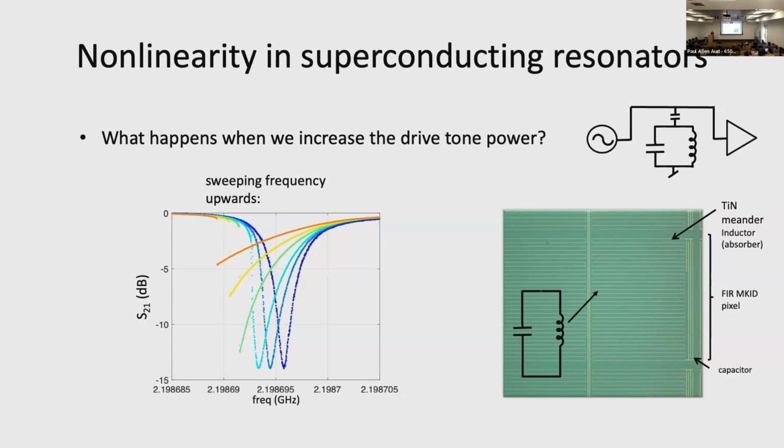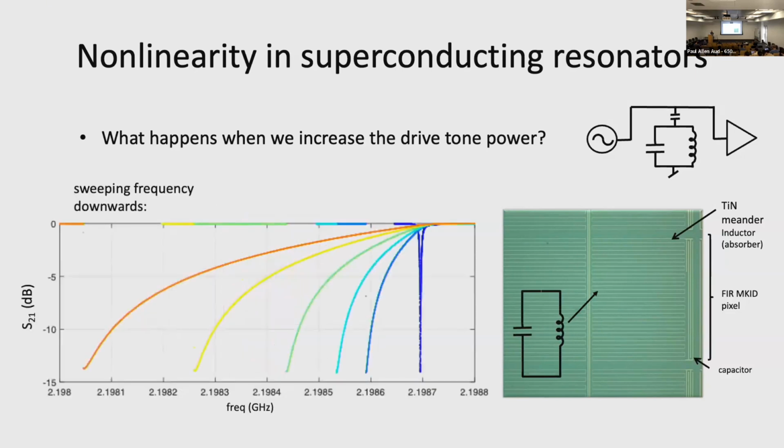So we found that when we increase the drive power, our resonance starts to shift to lower frequencies, and then it bifurcates, and the behavior becomes hysteretic, with the more striking behavior coming from the downward sweeping resonance curves. So here we're shifting the resonance frequency by many times the natural line width.